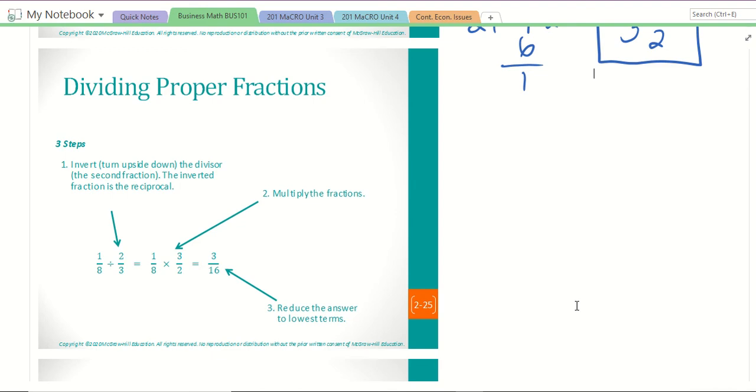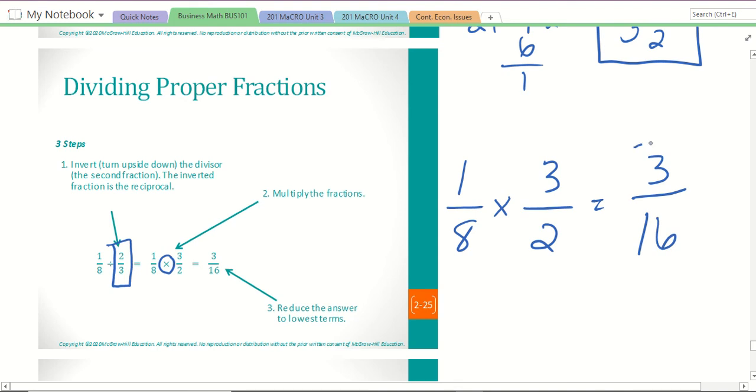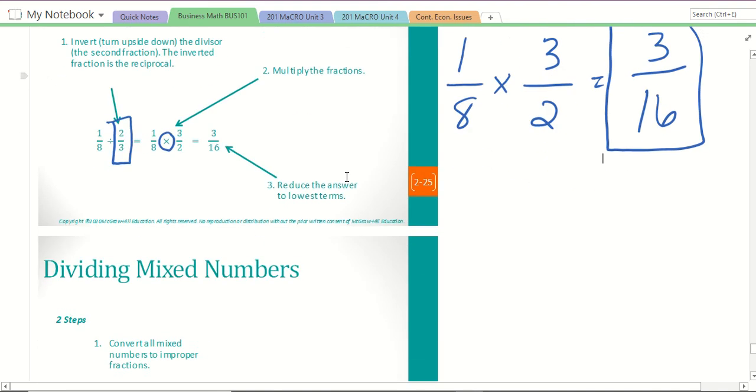Let's see here. This one is going to show us 1/8 divided by 2/3. First, we're going to flip this, and then we're going to change the division symbol to a multiplication symbol. That's all we do. So we take 1/8, turn it into a multiplication, and then we do 3 over 2, which is going to give us 3/16, and that's it. We can't reduce it any more than that, so that is our final answer. Reduce it if you can, but this one doesn't have us do that.